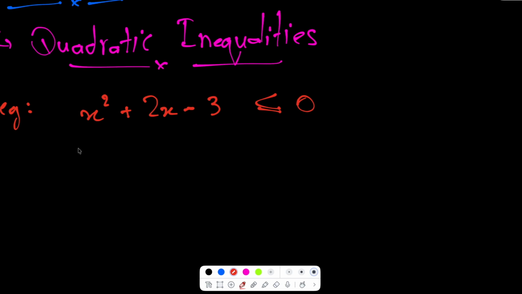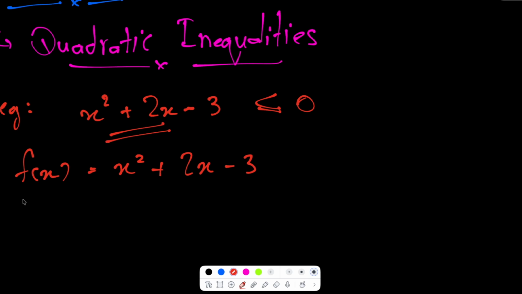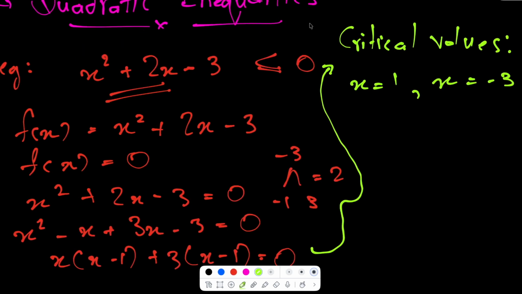Move on to quadratic inequalities. First, let's take this quadratic expression to be f(x). There are multiple ways to solve quadratic inequalities. I'll be using the number line method. Now, let's solve for f(x) equals 0 to get something we call the critical values. I'll solve the quadratic equation and got the critical values as x equals 1 and x equals minus 3.